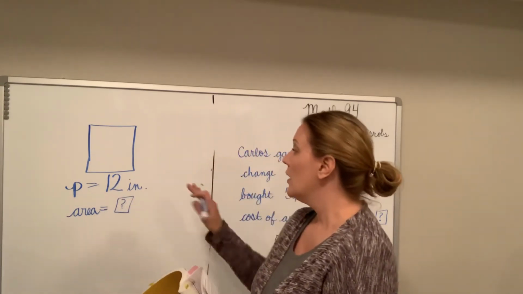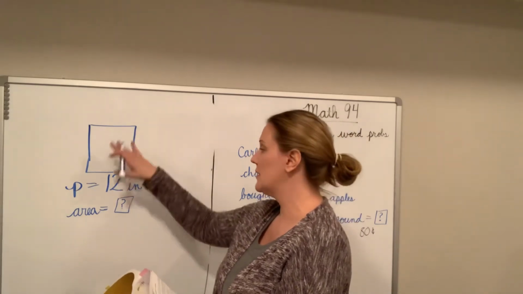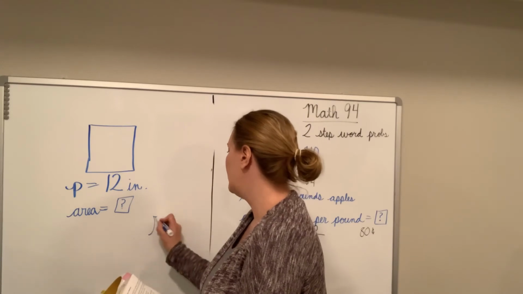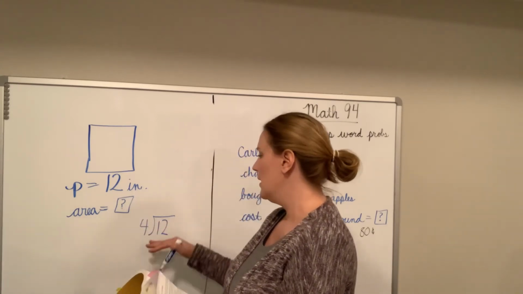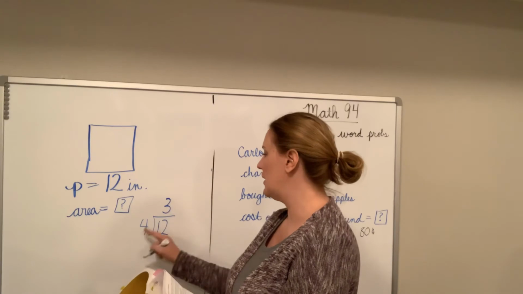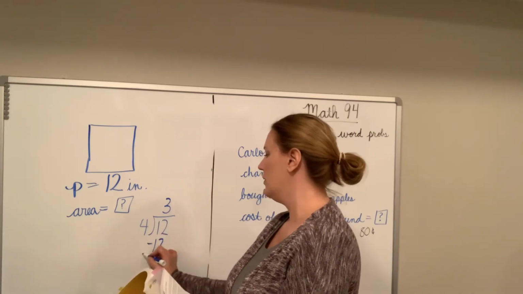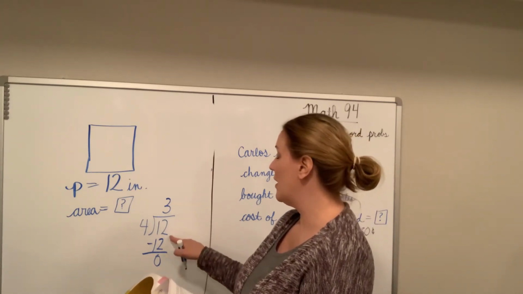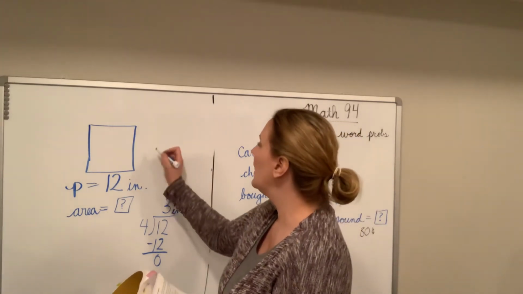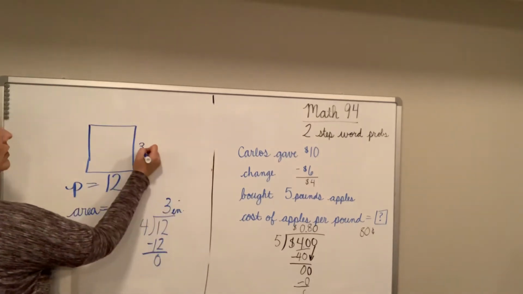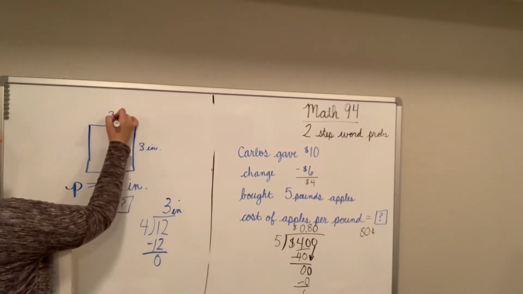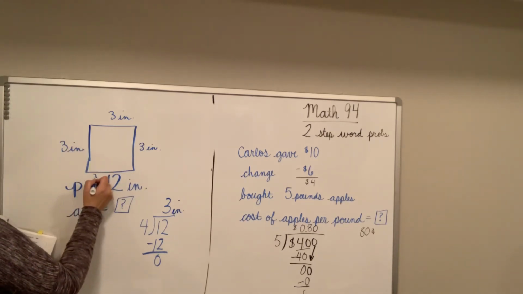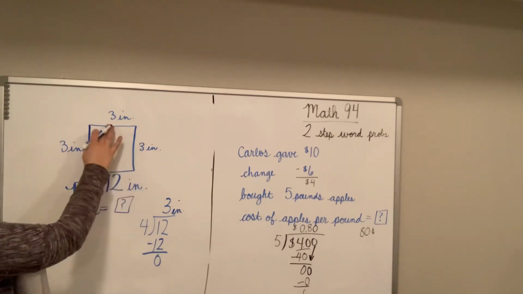Okay, so we know that it's a square, all four sides of the same length, so we could take our perimeter of 12 inches and divide it by 4. 12 divided by 4, because we got 4 sides. 12 divided by 4, you all know that that's 3, because 3 times 4 is 12. 12 minus 12 is 0, nothing more to bring down, no remainder. Our label, it was 12 inches, our label is inches. So each side of our square now, we know is 3 inches, right? Because our perimeter is 12, 3 plus 3 plus 3 plus 3, or 3 times 4 is 12.